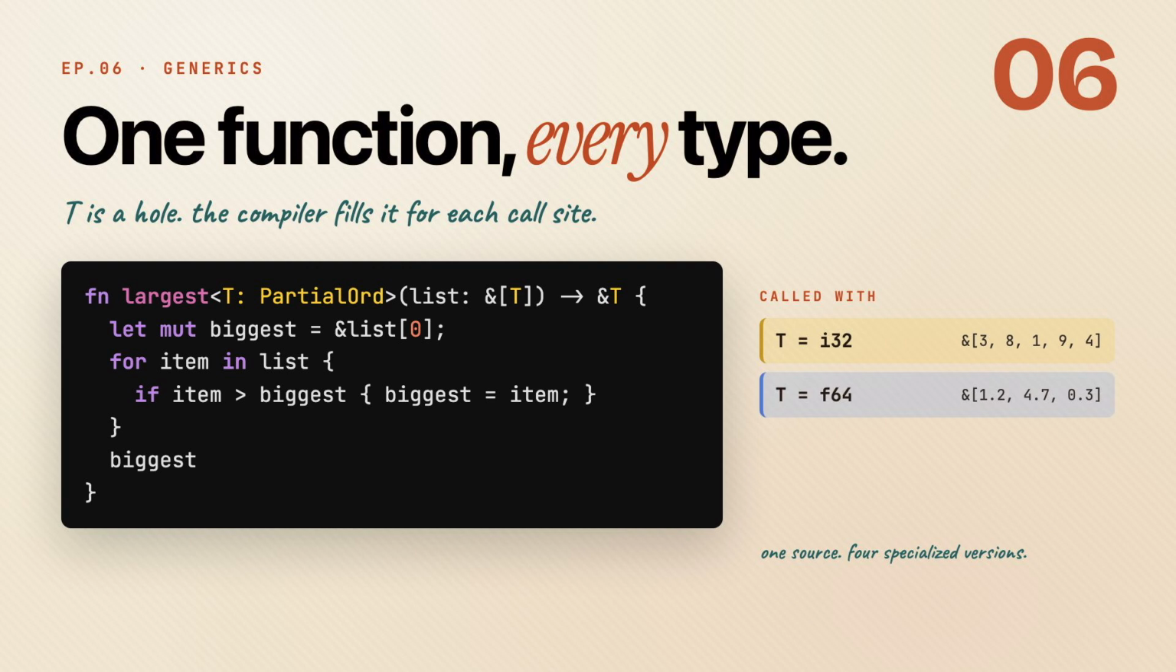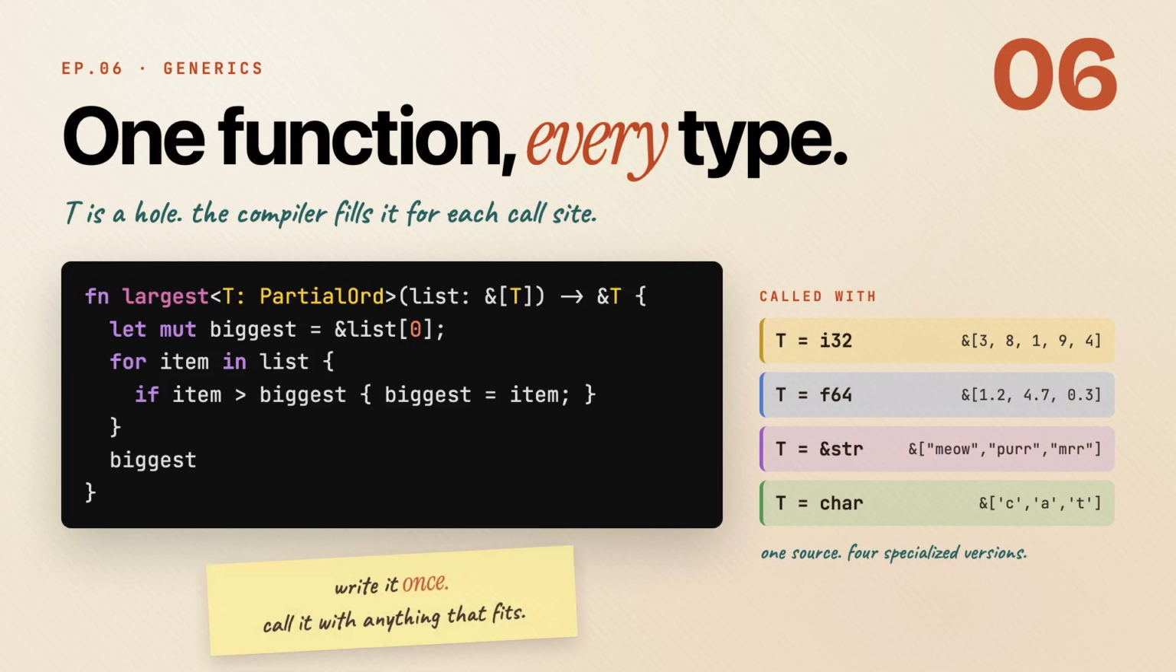Here's the payoff. It's the same function called with i32 or f64 or String or even chars. One source, four specialized versions. It can be built with that. Now you write it once and call it with anything that fits the promise.